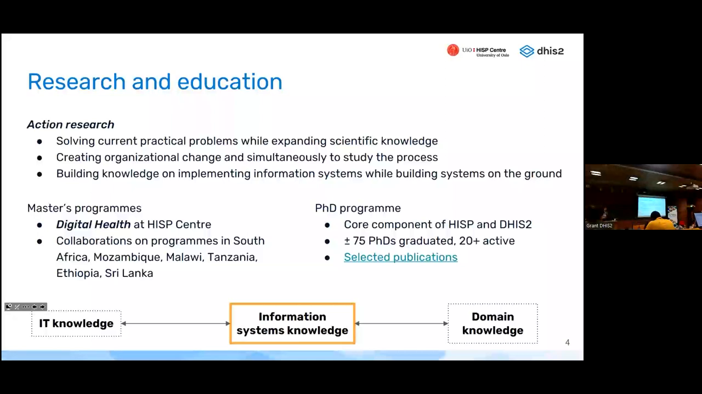So with that, I'll leave the word to Severino, who will talk about how in Mozambique you're organizing your collaboration between the HISP and the university.